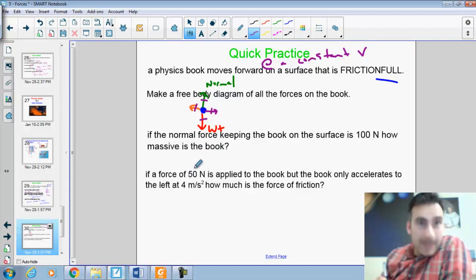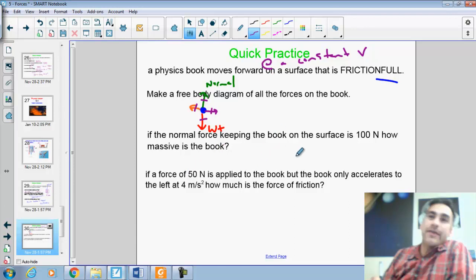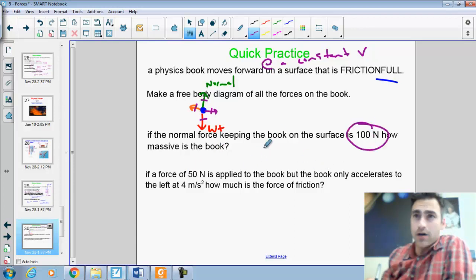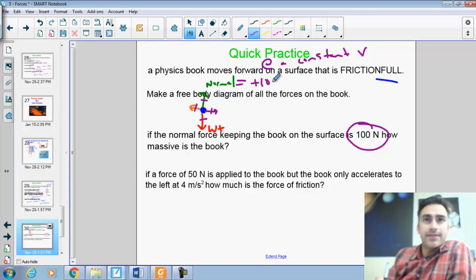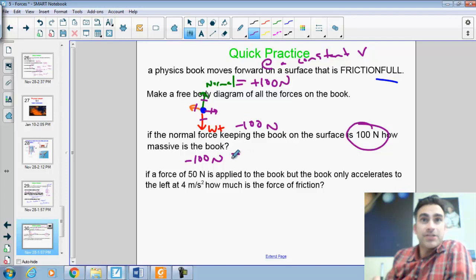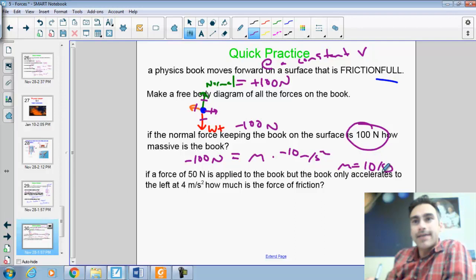If the normal force keeping the book on the surface is 100 newtons, how massive is the book? Well, what we just said is that this is 100 newtons, and it's equal to the weight, only in the opposite direction. So negative 100 newtons, so that they add together and balance out. That should equal our mass, which is what we're looking for, times the acceleration of gravity, negative 10 meters per second squared. So the mass of our book is 10 kilograms.